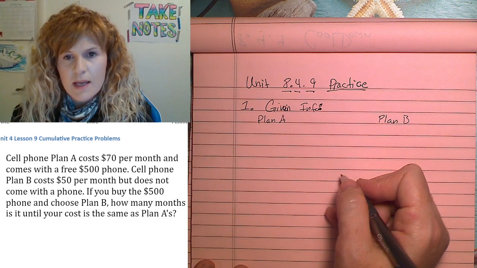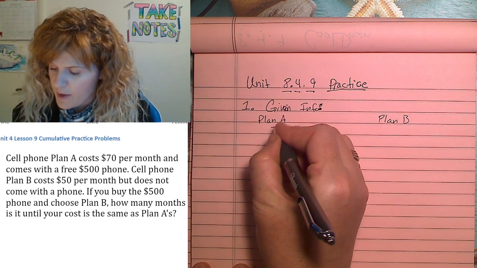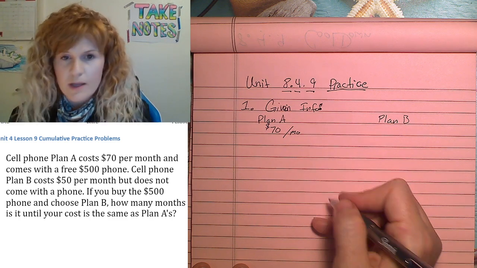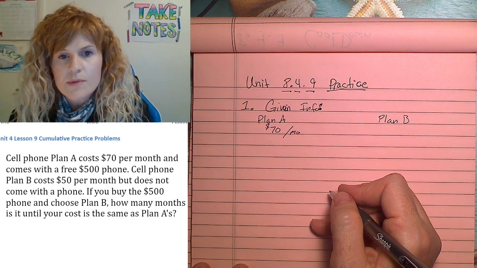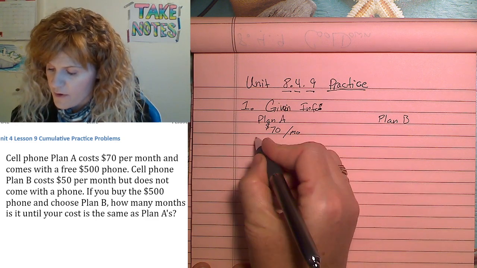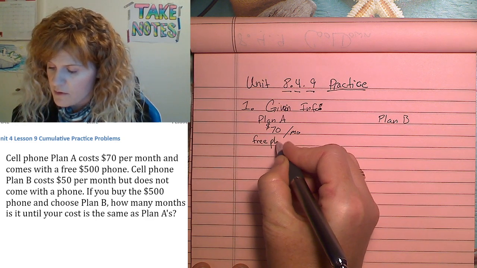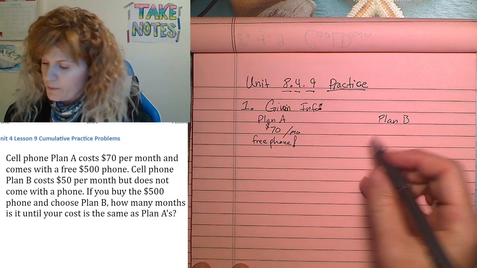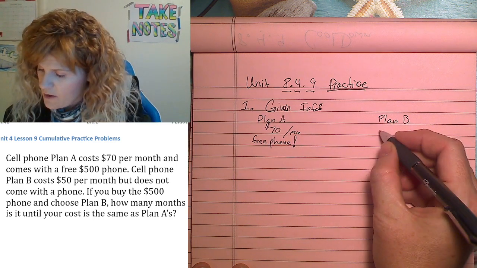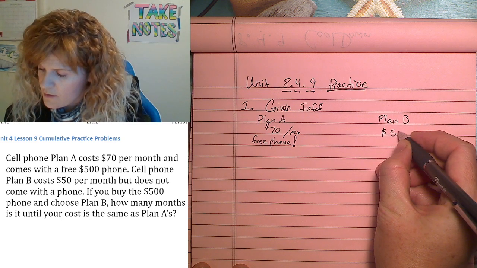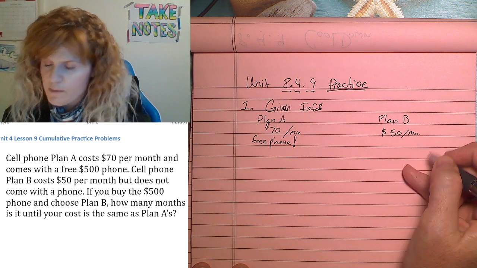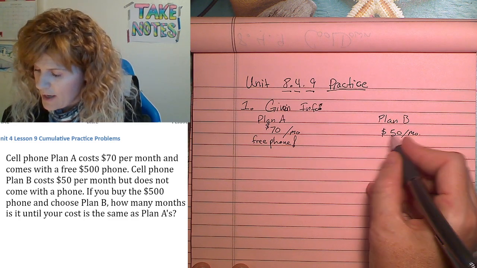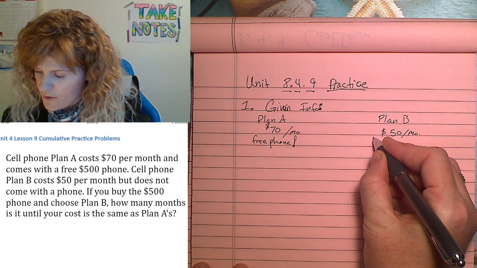Cell phone plan A costs $70 per month. Okay, let's write that down. $70 per month. And comes with a free $500 phone. So I'm just going to write free phone. That's good news. Cell phone plan B costs $50 per month, $50 per month, but does not come with a phone. You have to buy the $500 phone.